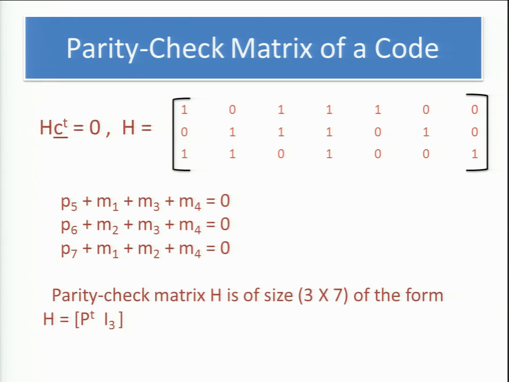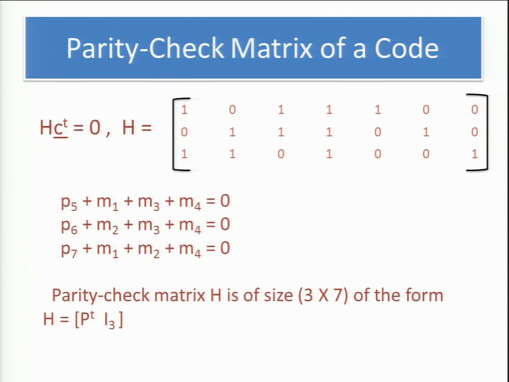So we have this 3 cross 7 matrix, and C is: the first 4 are M1, M2, M3, M4, and the last 3 are P5, P6, P7. Based on that, this equation can be represented by this row, which is M1 plus M3 plus M4 plus P5. Similarly, M2 plus M3 plus M4 plus P6 equals 0, and so on. So this is a parity check matrix of this code. Just this matrix.